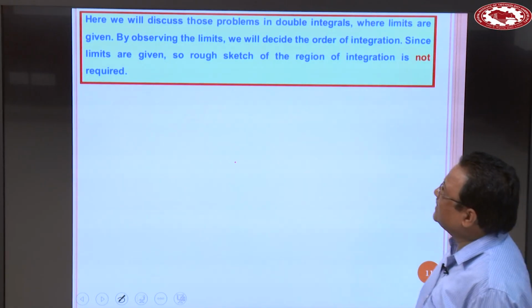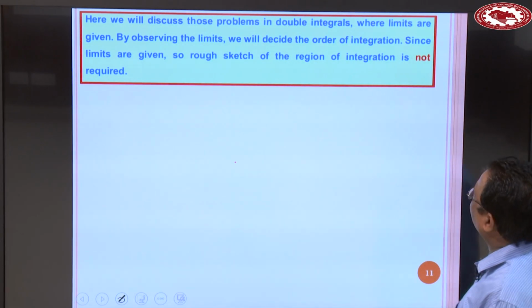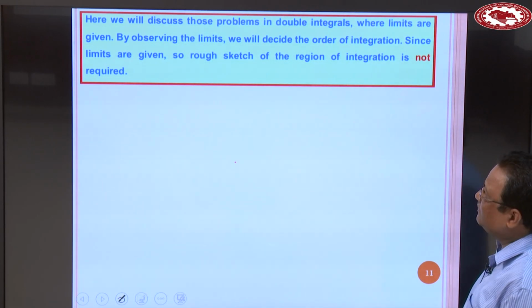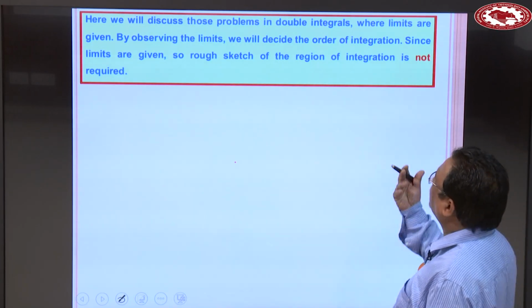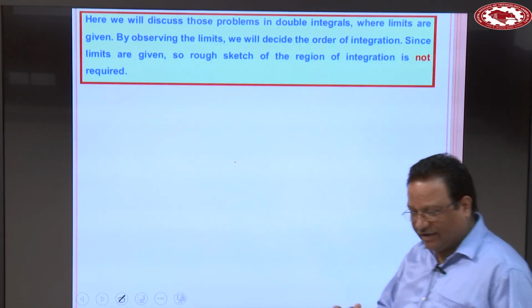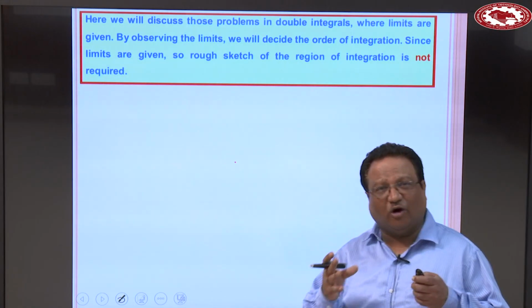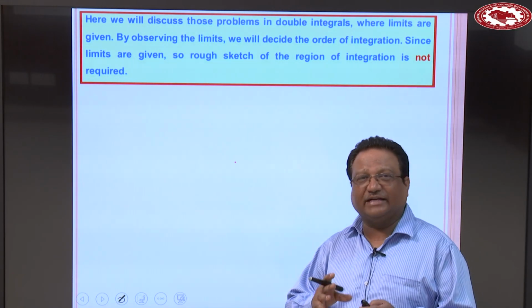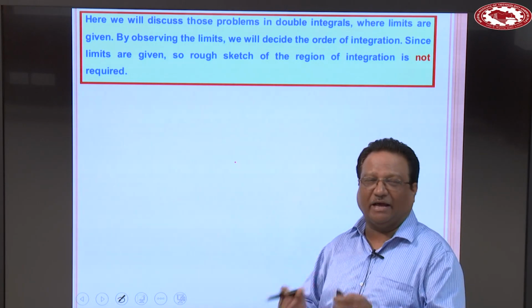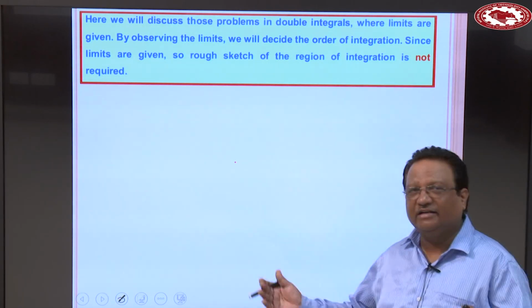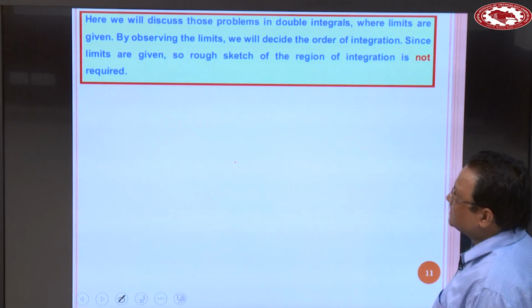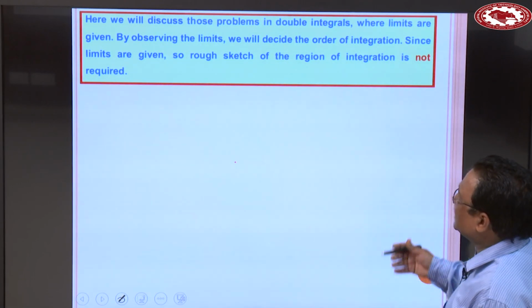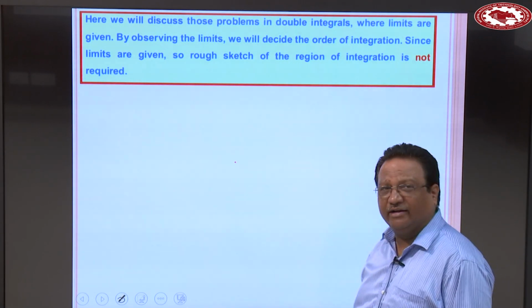So here we will discuss those problems in double integrals where limits are given, and by observing the limits we will decide the order of integration. तो आपने क्या करना है, जो लिमिट्स दे रखी हुई हैं उनको ऑब्जर्व करना है और अकॉर्डिंगली फिर उसका ऑर्डर सेट करना है, और ऑर्डर सेट करने के बाद उसको सॉल्व करना है. पहले इनर इंटीग्रल को सॉल्व करना है एंड देन सॉल्व आउटर इंटीग्रल, राइट. Since the limits are given, so rough sketch of the region of integration is not required.